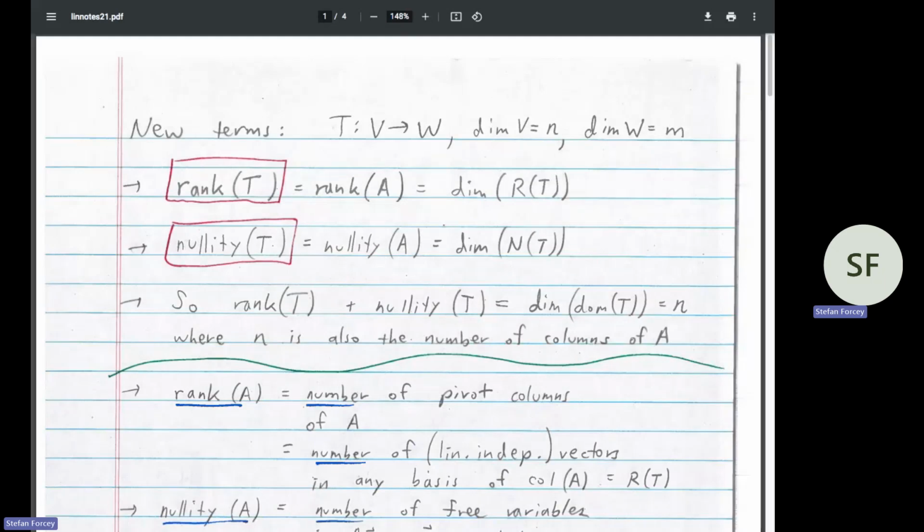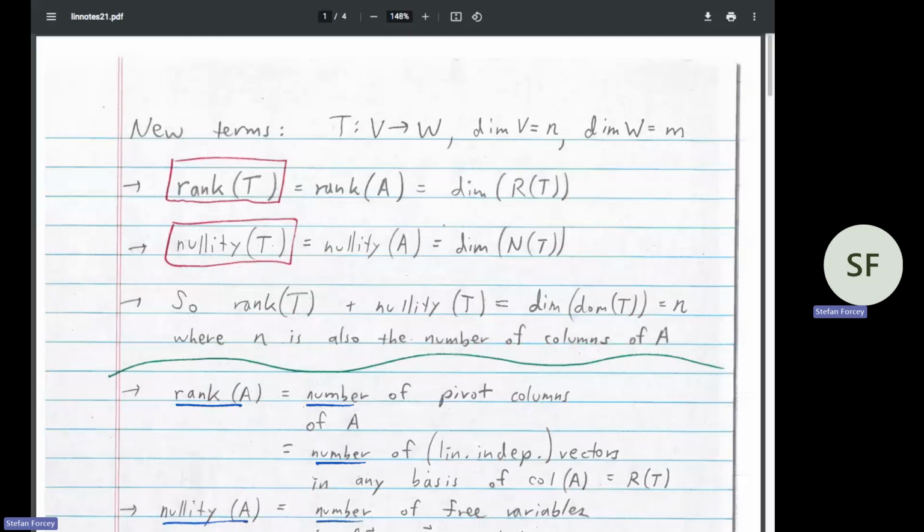Here's a couple of new terms that we just talked about, but we have a name for these. The rank of T is the same thing as the dimension of the range of T. So let's say T goes from V to W, and the dimension of V is equal to N, and the dimension of W is equal to M. Then the rank is the dimension of the range, and that could get all the way up to M. No bigger, but it could get up to M, but it might be smaller.